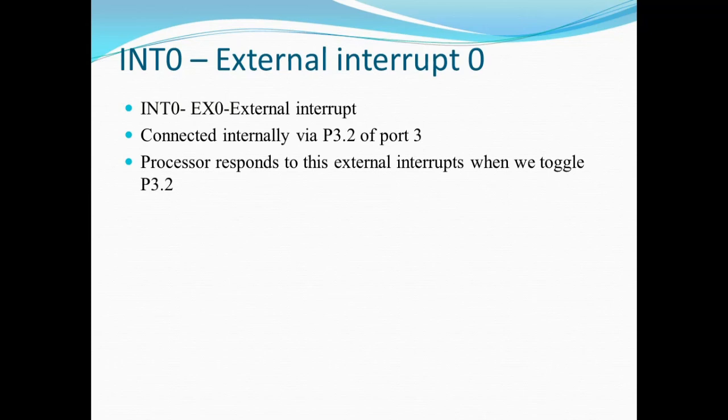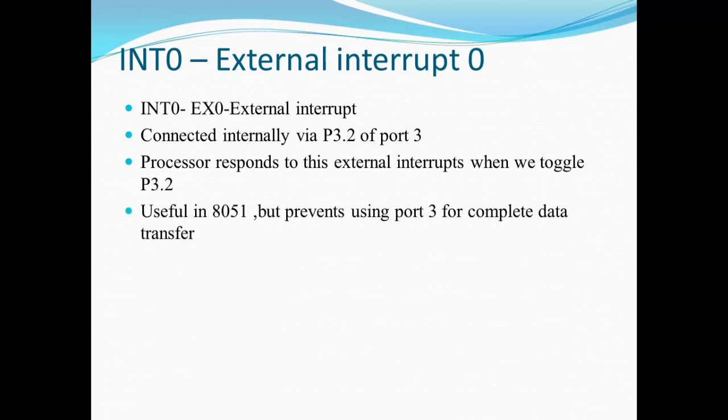That means whenever you want to give this interrupt through Keil or through the simulation process, you have to toggle the port pin 3.2. When we toggle the port pin 3.2, the interrupt will be generated and the signal will be given to the microcontroller, which will then take the corresponding action and execute the interrupt service routine. As port pin 3.2 is used for INT0 and port pin 3.3 is used for INT1, we cannot use the entire port 3 for data transfer. That is one thing to remember.